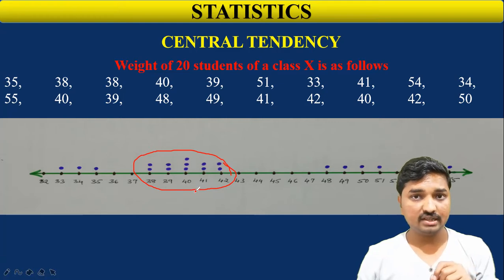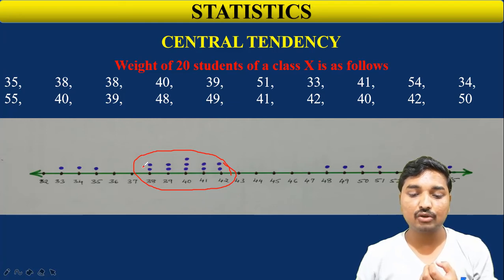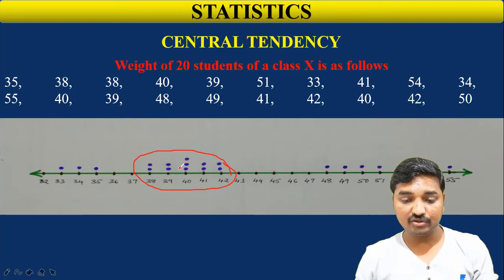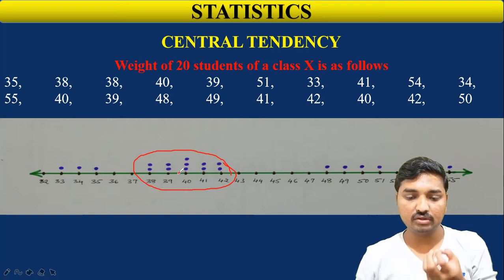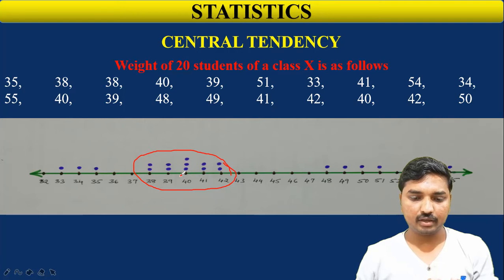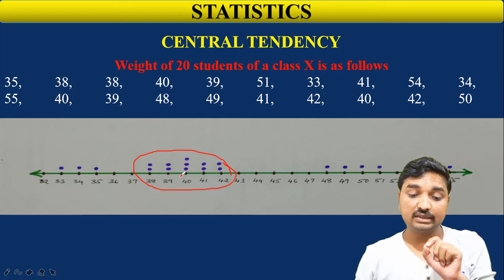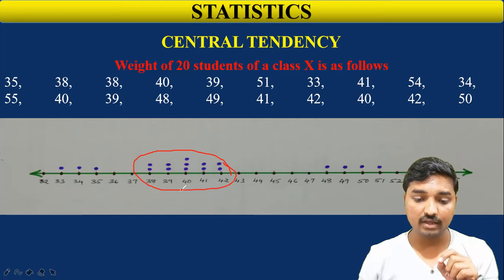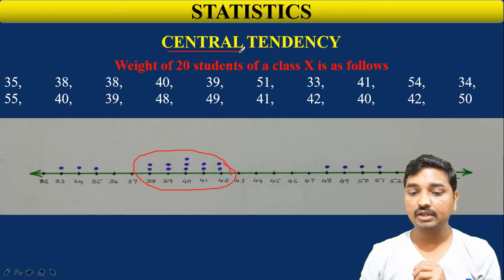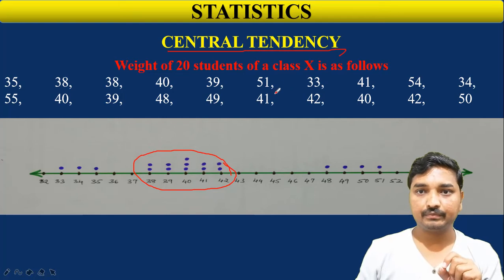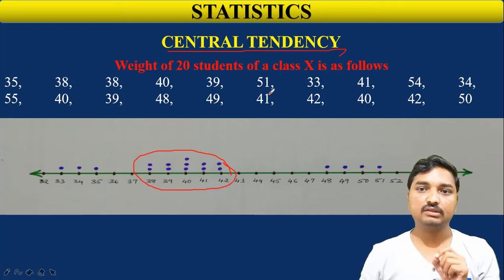So by this we can understand that the collected data seems to be more concentrated in this region, meaning data is accumulated more in this region. That's why it seems to be the central part of this entire data, because we can observe more data here. And we can say the central tendency of this data lies in this region. That's why the word central tendency indicates the region around which the data is accumulated more.